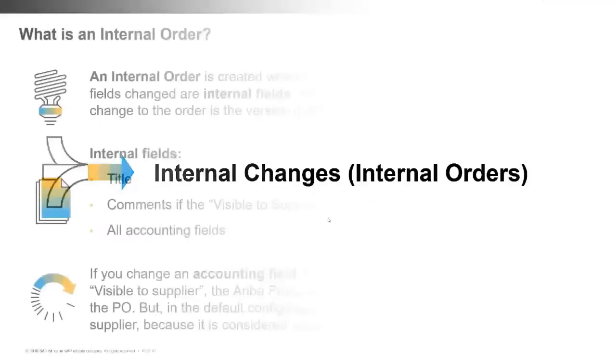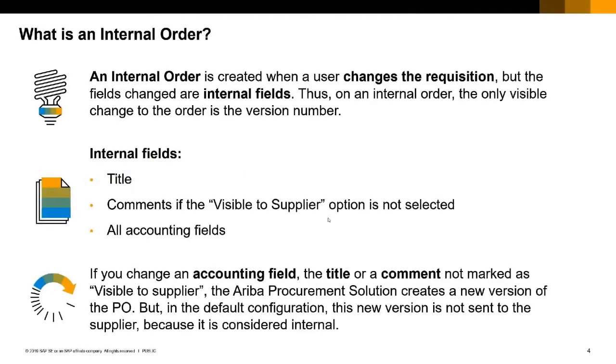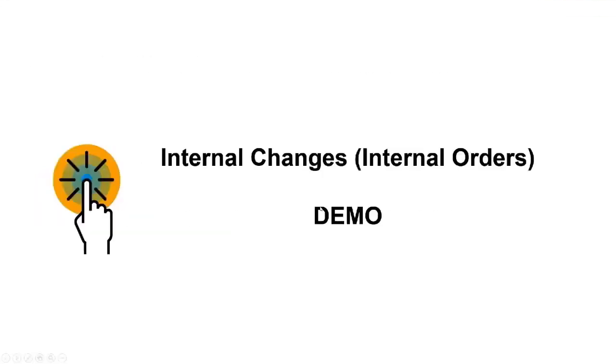Starting with internal changes, by default, the system will consider an internal change always it happens to the title, to comments when the visible to supplier checkbox is not marked, and also to accounting fields. Meaning, new version will still be generated, but it won't be pushed to Ariba Network. Let's see now how it works in the system.